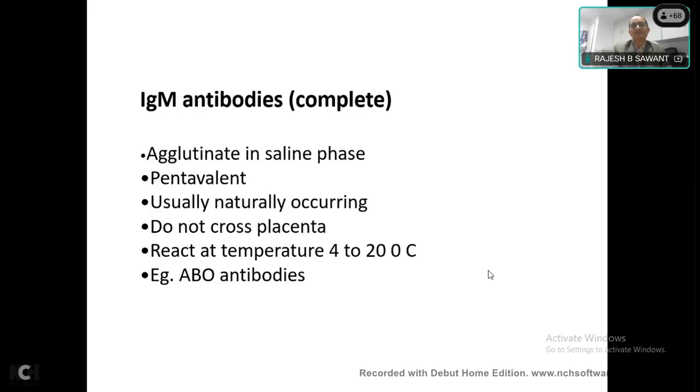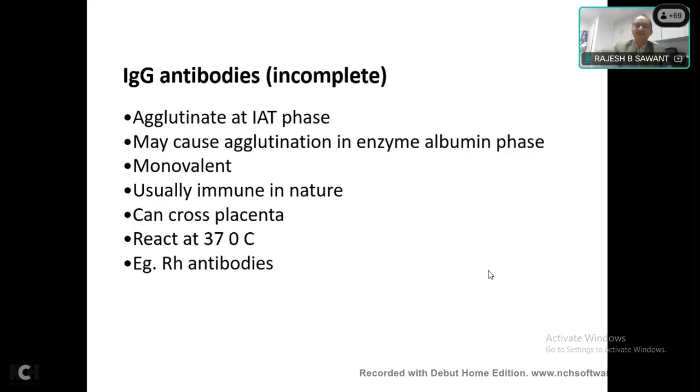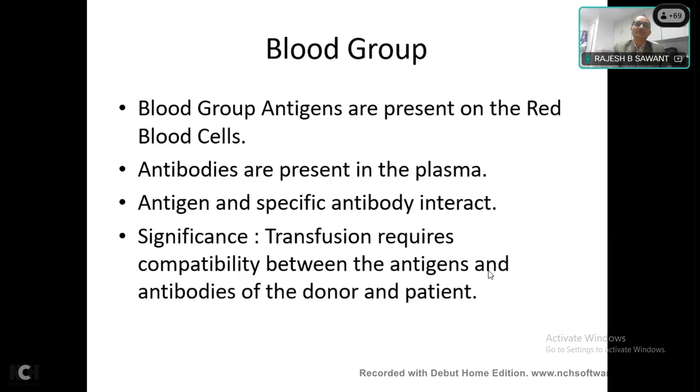as complete antibodies. Whereas when it comes to IgG antibodies, they react specifically at the IAT phase, that means at 37 degrees Celsius in the antiglobulin phase of testing. And they may agglutinate in presence of albumin or enzyme. They are generally monovalent and usually they are immune in nature. That means there has to be some stimulus that has led to the production of these antibodies, and they can very easily cross the placenta. And the best example of these IgG antibodies are the Rh antibodies, which we encounter in the hemolytic disease of the newborn.